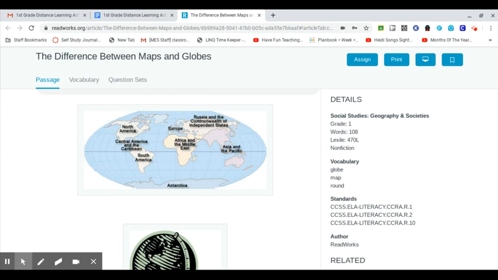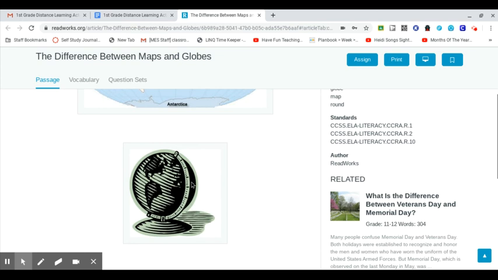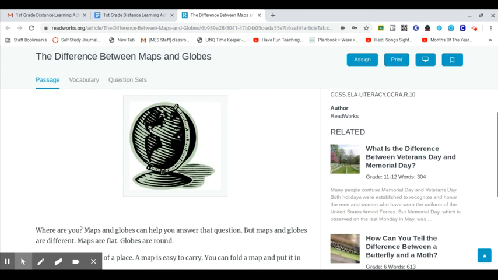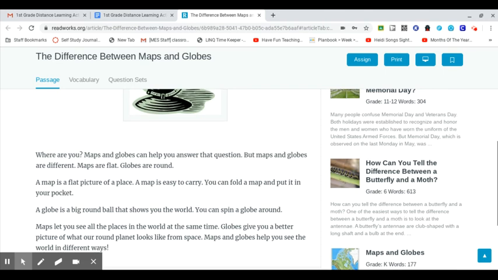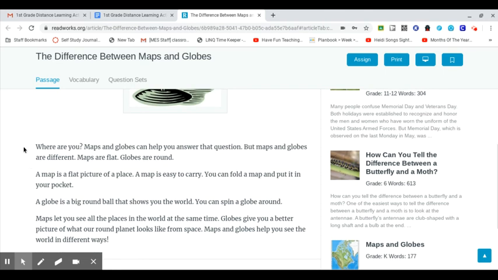Hi. Today, the passage that we are going to read together is called The Difference Between Maps and Globes. Yesterday you looked at a map very similar to this one in your passage because we talked about the 7 continents. So, this is a map, it is a flat picture. And then down here, this is a picture of a globe, and some of you might have seen these before. They are a sphere, and you can spin them around and actually touch the different countries. So we can go ahead and begin reading this together.